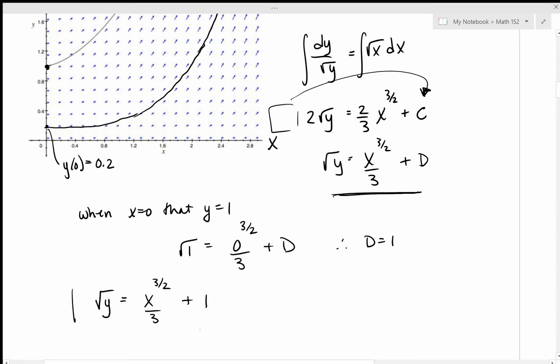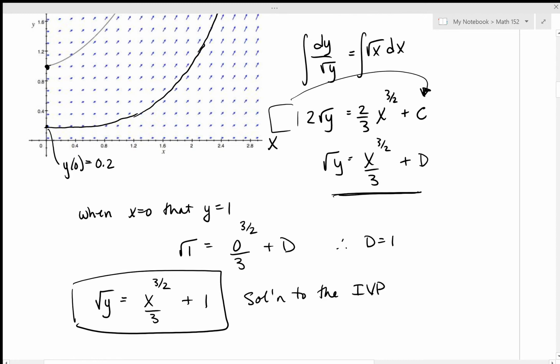It's actually not just a solution to the differential equation. This is the solution to the initial value problem. The initial value problem was a combination of the differential equation and the initial condition.